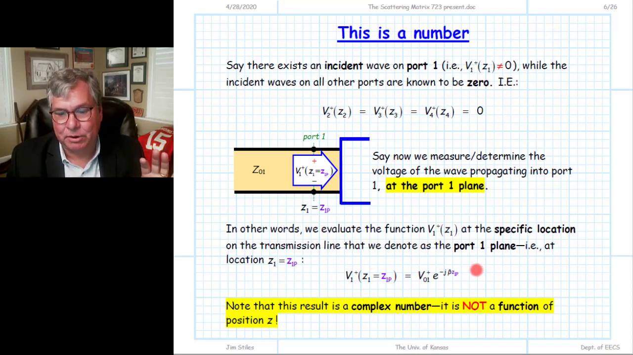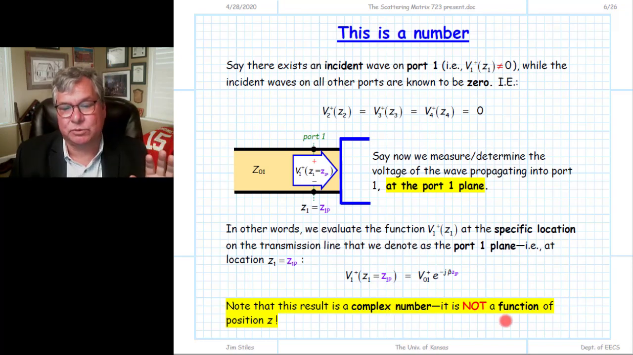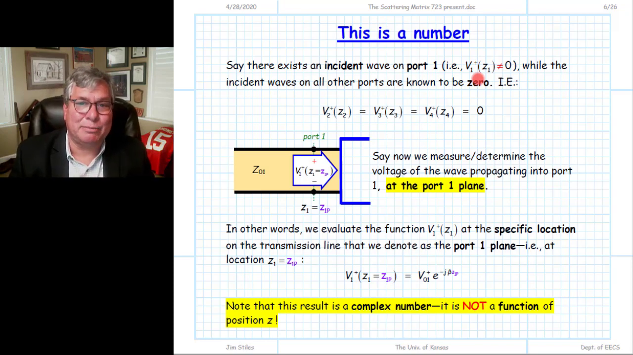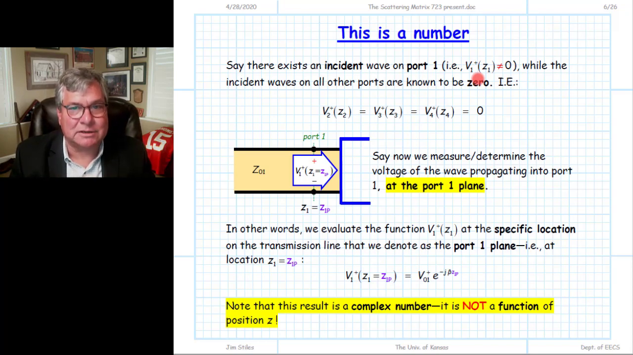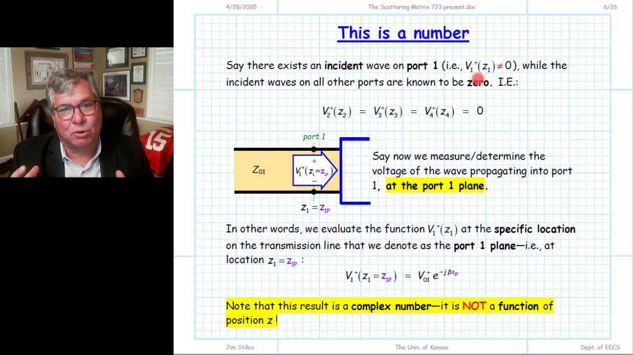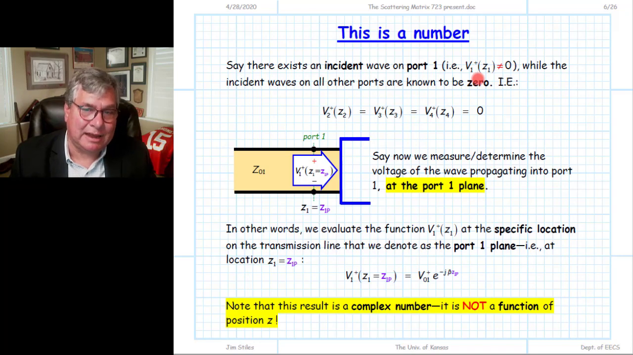All right, so this needs to be a complex number, and I emphasize this because oftentimes students will write down the incident wave with respect to index z and won't evaluate it at the port plane, and they end up with a scattering parameter which is a function of position. That's like having an impedance parameter that's a function of position. They have to be numbers, and to get numbers, we evaluate them at the port plane. We did this before with the impedance and admittance matrix. Remember, we took the total voltage at the port planes.